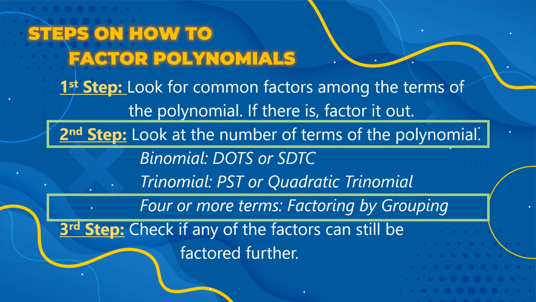So we're done with terms which are binomial, with two terms. We're done as well with trinomial. And finally, we're now down to the last one. If we have four or more terms, we can use factoring by grouping.